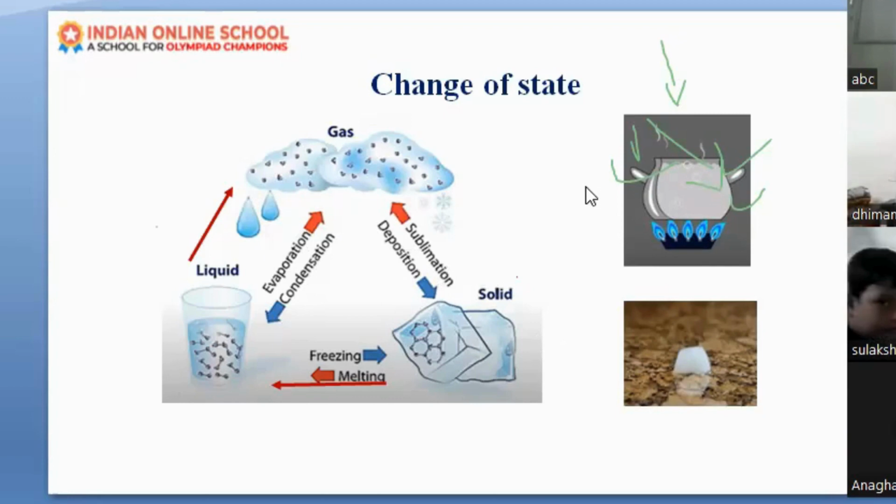Okay, now just opposite to sublimation, there is a process called deposition, which is also known as desublimation. Okay, for example, sea salt.